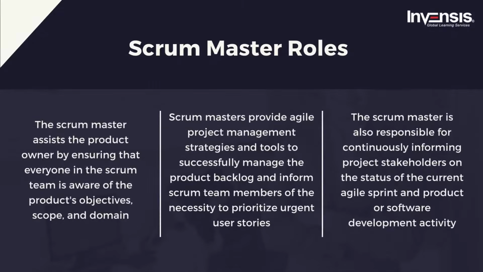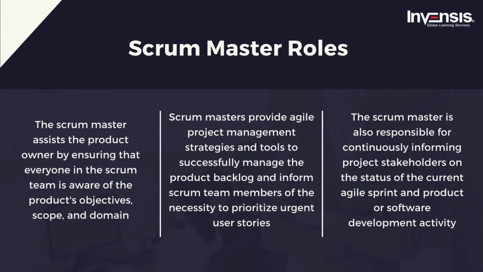So, let us now talk about Scrum Master roles. Here are some of the primary roles of a Scrum Master. The Scrum Master assists the product owner by ensuring that everyone in the Scrum team is aware of the product's objectives, scope, and domain. Next, Scrum Masters provide Agile project management strategies and tools to successfully manage the product backlog and inform Scrum team members of the necessity to prioritize urgent user stories in the product backlog.